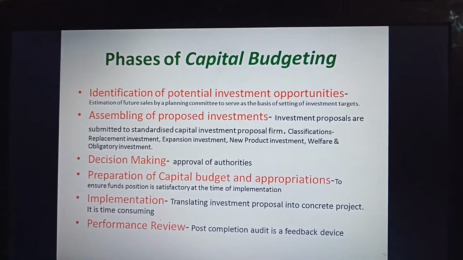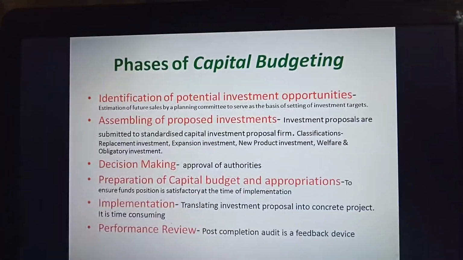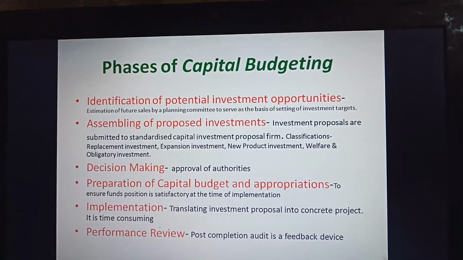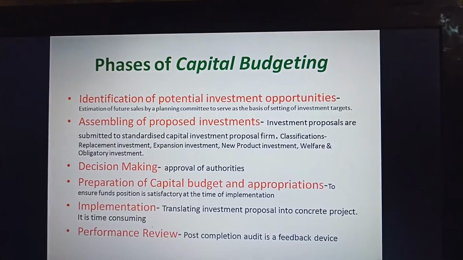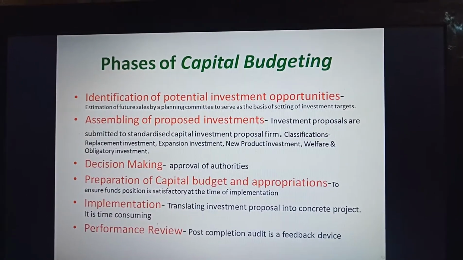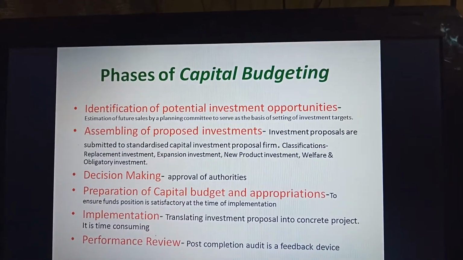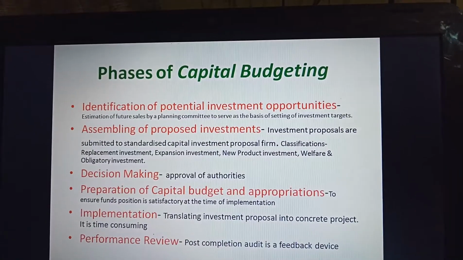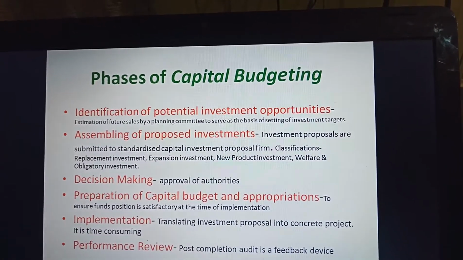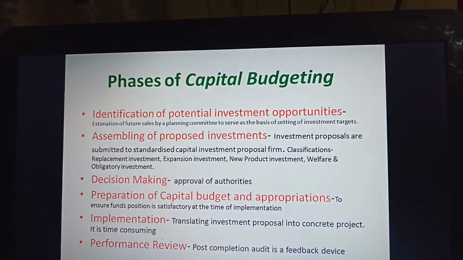First is phases of capital budgeting. It involves many steps. First is identification of potential investment opportunities. It involves estimation of the future sales by a planning committee to serve as a basis of setting of investment targets. After that, assembling of proposed investments.